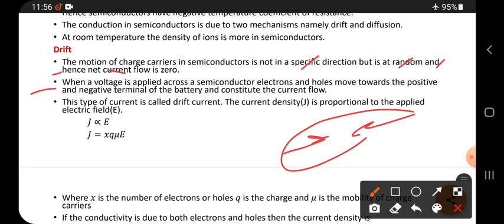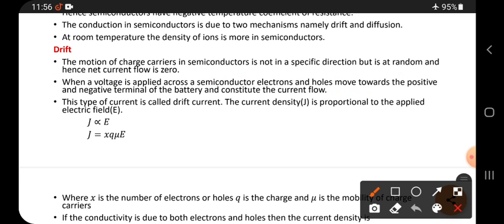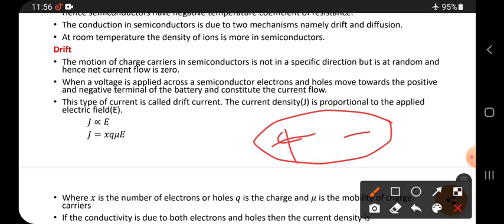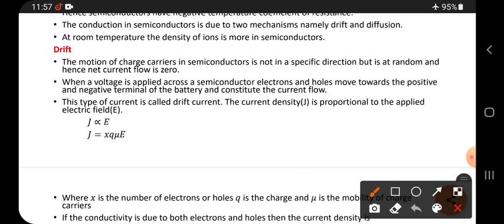When a voltage or electric field is applied across a semiconductor, electrons and holes move towards opposite terminals of the battery and constitute a current flow. Here electrons move towards the positive terminal and holes move towards the negative terminal, and they constitute a current. This type of current is called drift current.